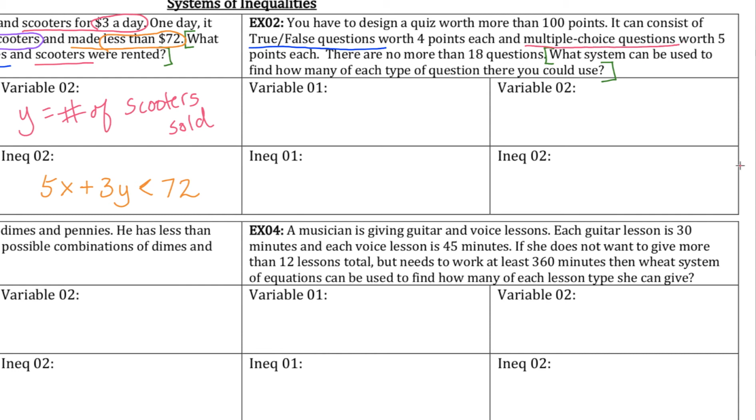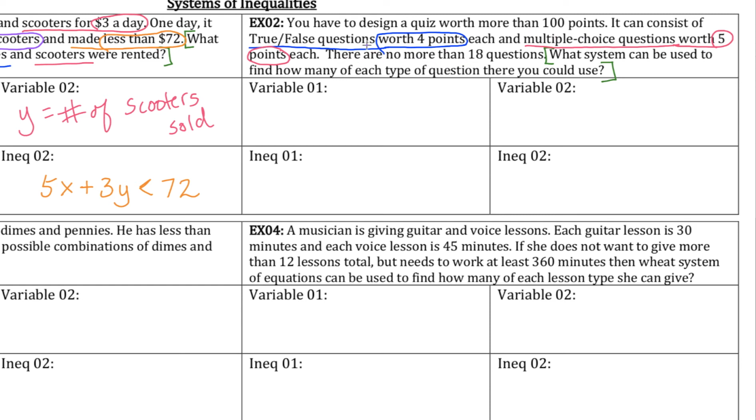Okay, better. The true-false were worth 4 points, and the multiple choice were worth 5 points. It gives us a total. It says you will have to design a quiz worth more than 100 points, and then it says there are no more than 18 questions.